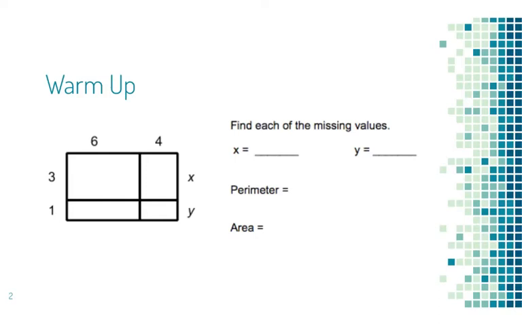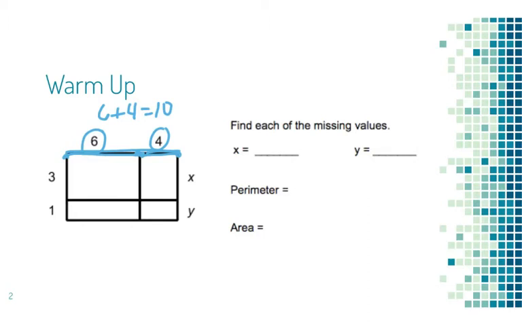All right. So the warm up. Here we have 4 rectangles and they have numbers. These numbers represent the side length. So from right here to right here, this length is 6. And then from right here to right here, this length is 4. So if I wanted to know the total length, I would say 6 plus 4, which would give me the total length of 10. So that's kind of how we read these.